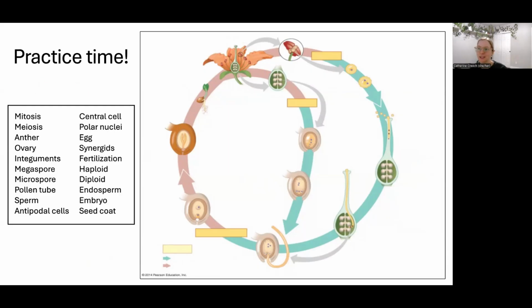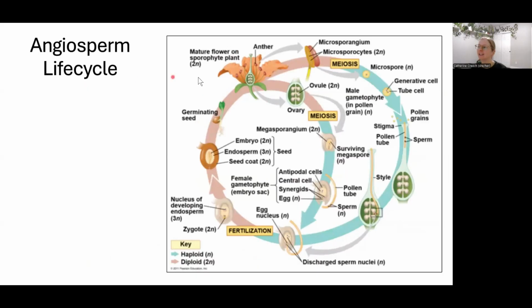All right, we'll go through the answers now. Up at the flower, I have my sporophyte. It is diploid. I have the male parts, which are inside the anther, and the female parts, which are inside the ovary. The anther has the microsporangium, which contains the microsporocytes. Those will do meiosis, and that is starting the blue phase, which is the haploid phase. When you do meiosis, you produce microspores that turn into the pollen. The pollen is the male gametophyte.